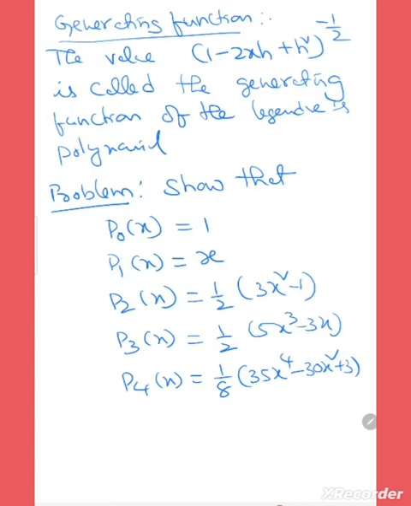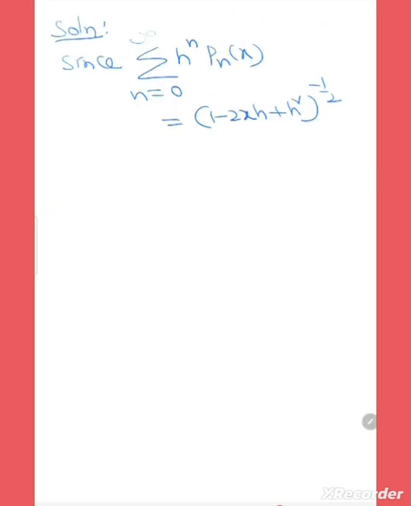When we multiply Pn(x) with h^n, we will get this generating function (1 − 2hx + h²)^(−1/2). So by using that value, the sum of h^n Pn(x) can be written like this: (1 − h(2x − h))^(−1/2), with h common.